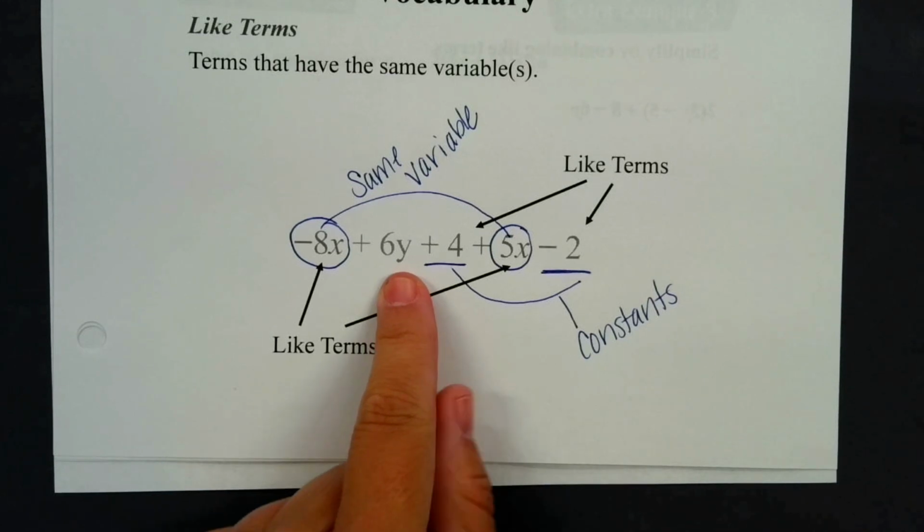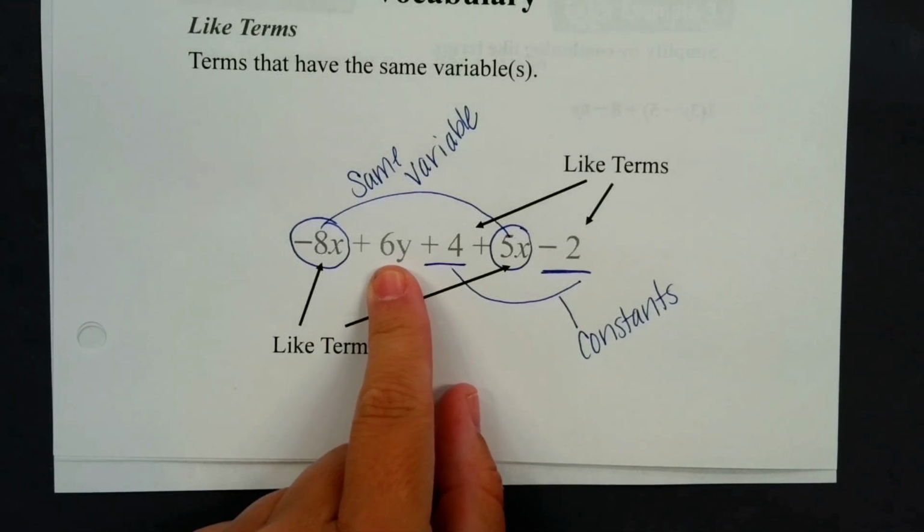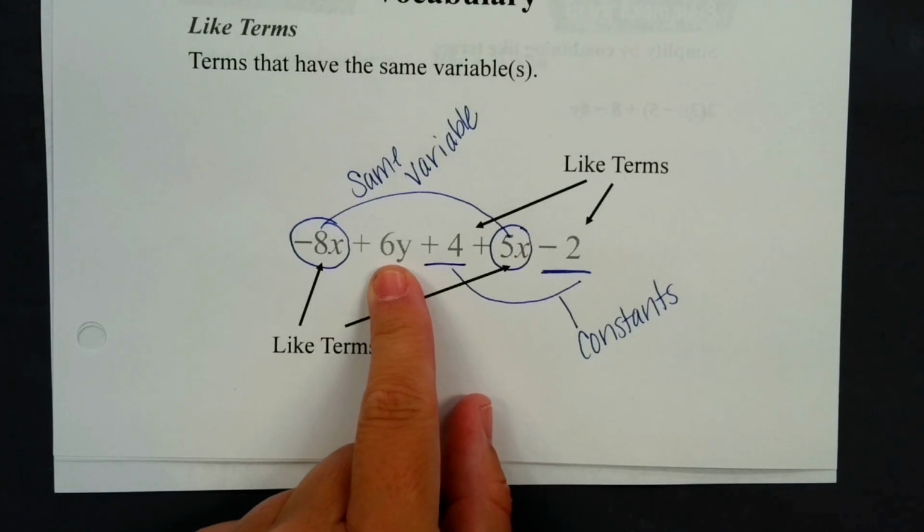What about this 6y? Does it have a like term? Do we have any other y's in there? So does it have a like term? No, it doesn't have a like term. That's okay.